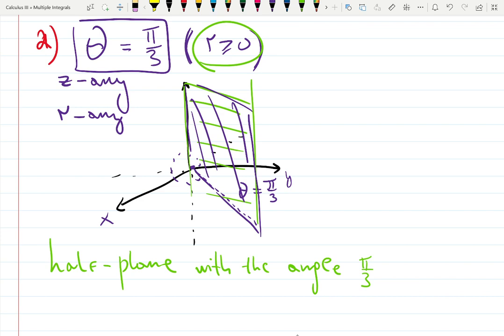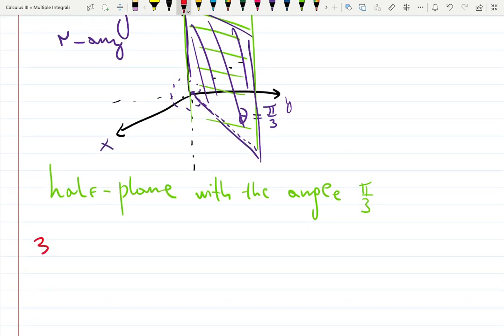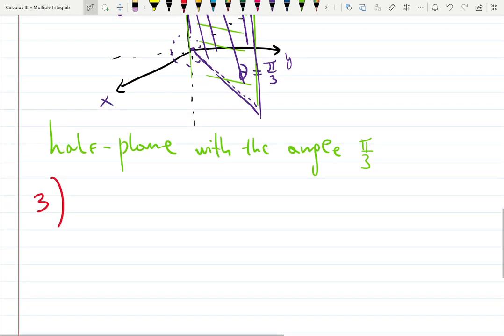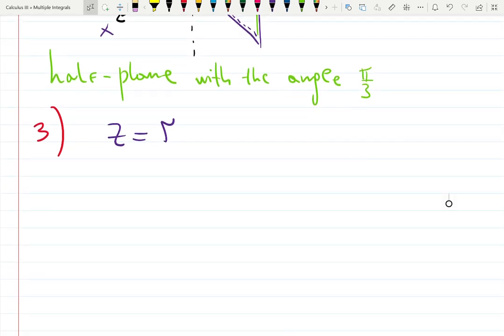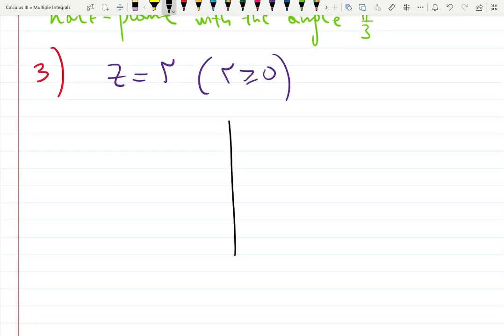Finally, let's do z equals 4. That one is interesting. Example number 3 is interesting. Let's do one integral before we go. How about this? What is happening if z equals r? That is a pretty cool idea here. Z equals r. So, who has good imagination? What does that mean?